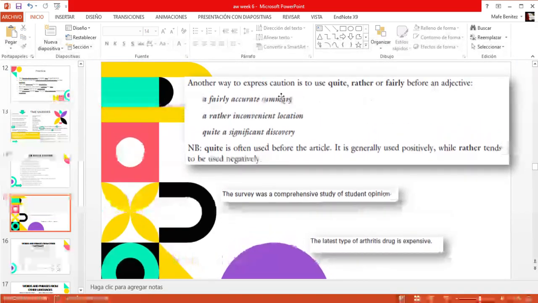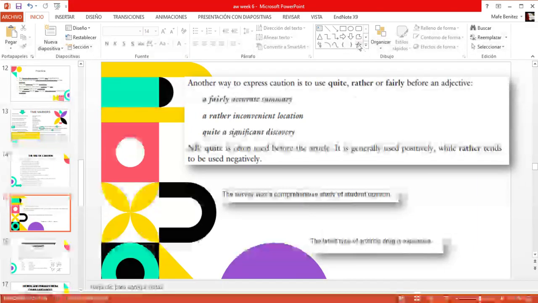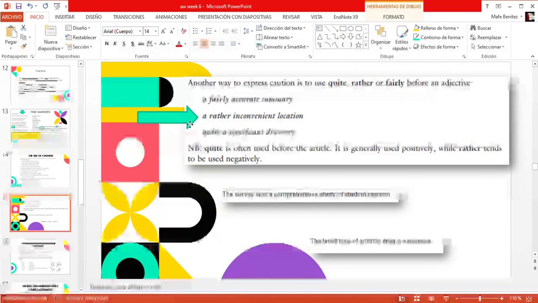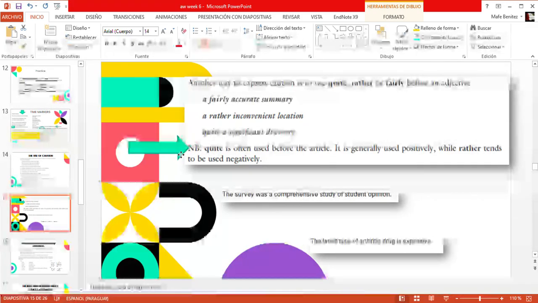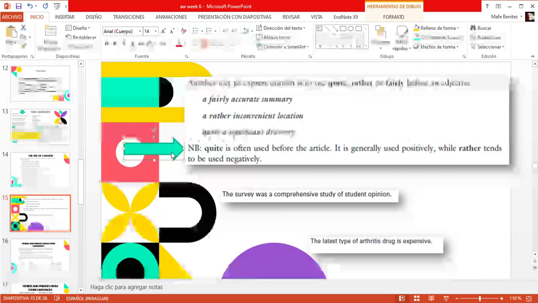Another way to express caution is to use quite, rather, or fairly before an adjective. A fairly accurate summary, a rather inconvenient location, and a quite significant discovery. Just a note here: quite is often used before the article, before a. It is generally used positively, while rather tends to be used negatively. Okay, we have two examples down here.